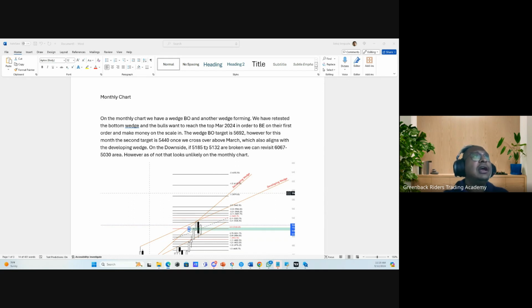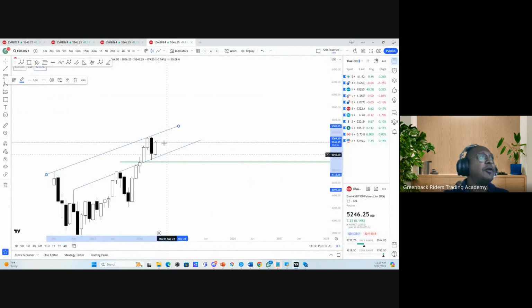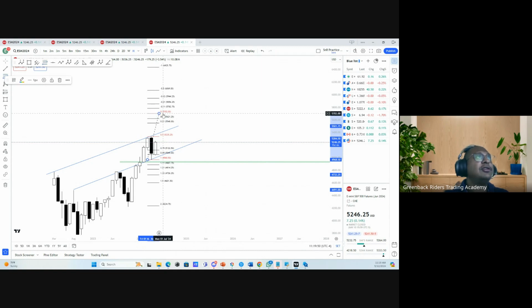That's too far. However, for this month, the second target is 5440 once we cross above March. That will give me the completion of this particular candle. Now, many times, apart from the wedge breakout fibs, this is also a surprise bar. If the bulls can manage to hold up to here and then hold this line, they will try to double this range, and this will be their target on a monthly basis. But again, that is too far away. We will cross that bridge when it comes. Right now, on the monthly chart, our target is 5308.